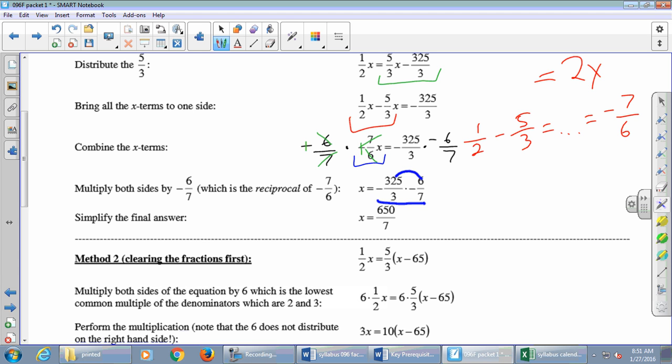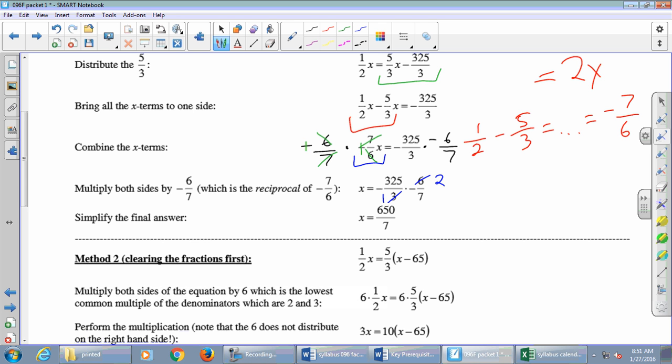So 325 times 6, 650. Let's see, apparently that's not right. This has already been reduced, but maybe before we go straight across, we could cancel the 6 and the 3 and make it a 2 and a 1, and then straight across. Whew. Only the first day, but I'm already winded.